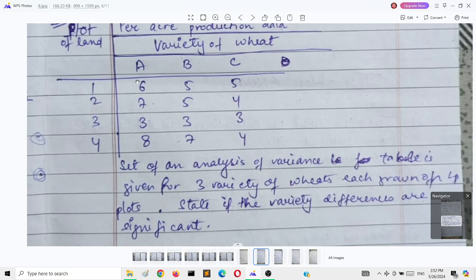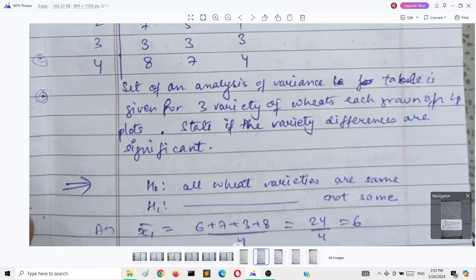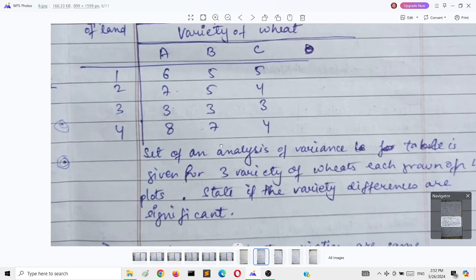Means one for wheat A, another for wheat B, and the third for wheat C, because all are wheats. But we are just getting three samples of wheats. So we are required to calculate the differences in the varieties of these wheats. That's why while getting the average, you will get the average of A, average of B and average of C, and that's what we have done.